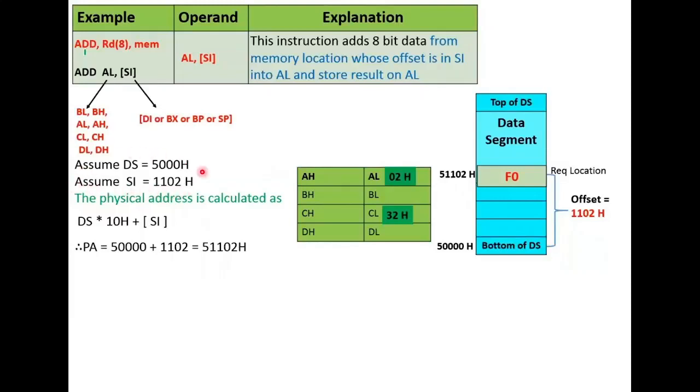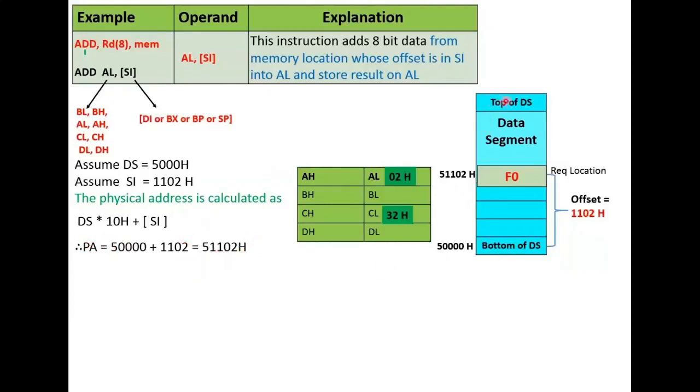So we are assuming here. If in case they are given in the question, then you should take that offset value and that base address only. Now we know how to calculate the physical address. The formula is segment address times 10 plus offset. So segment address 5000 times 10 becomes 50000, plus offset 1102. After adding, we get 51102. This is your 20 bit physical address.